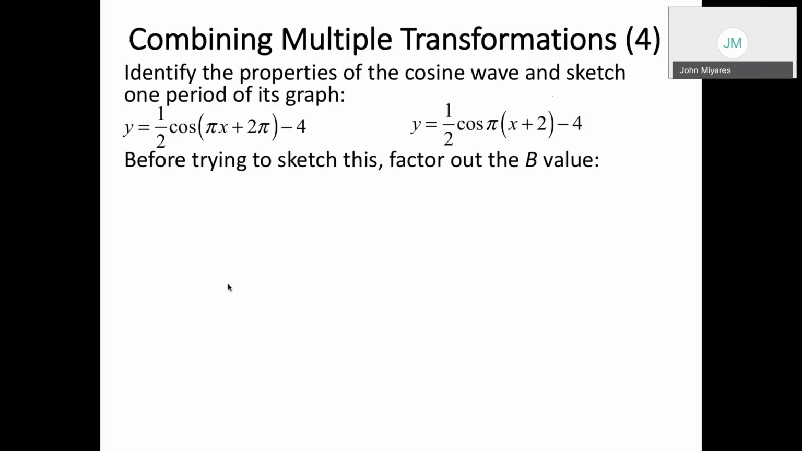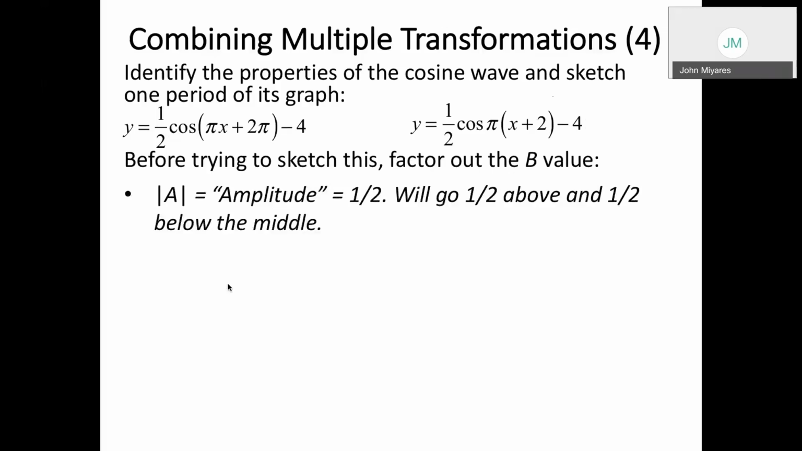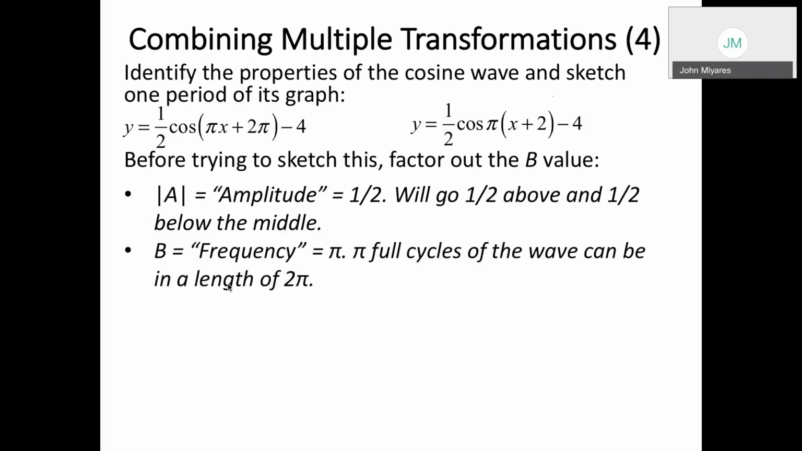Let's try to identify the properties of this graph. The amplitude is going to be 1/2 because of the 1/2 out in front of the cosine. That will make the graph go up 1/2 and down 1/2 from the axis of oscillation. The frequency value, B, is going to be pi, which suggests that we should be able to draw pi full cycles between 0 and 2 pi.